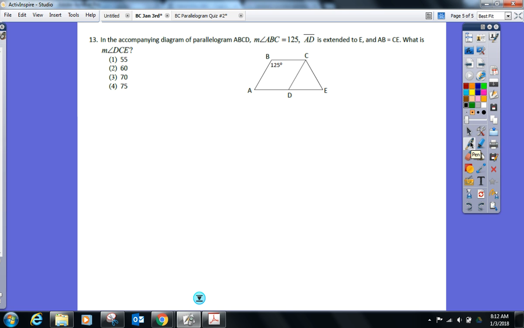Okay, yep, extended AB equals CE. What is angle DCE? Okay, let's stop right here. You know how fired up I get about this now. Can we locate DCE? Please. Everyone see where DCE is. Follow the letters, DCE. We're looking for this angle right here. And it tells us ABCD is a parallelogram.